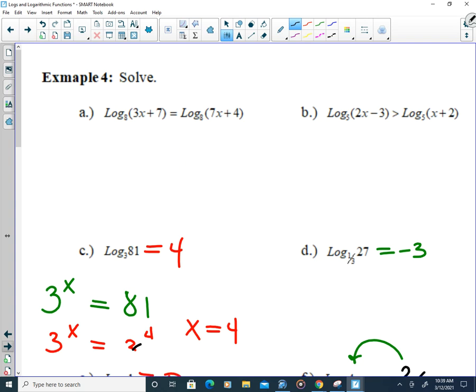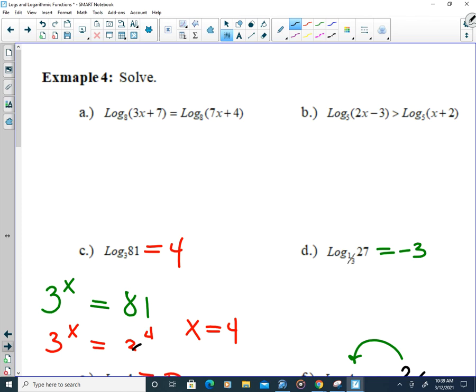Right, so let's do these last two examples. Example 4a. We want to solve this. It says solve for x. We have log base 8 of the quantity 3x plus 7 is equal to log base 8 of 7x plus 4. These are really simple.